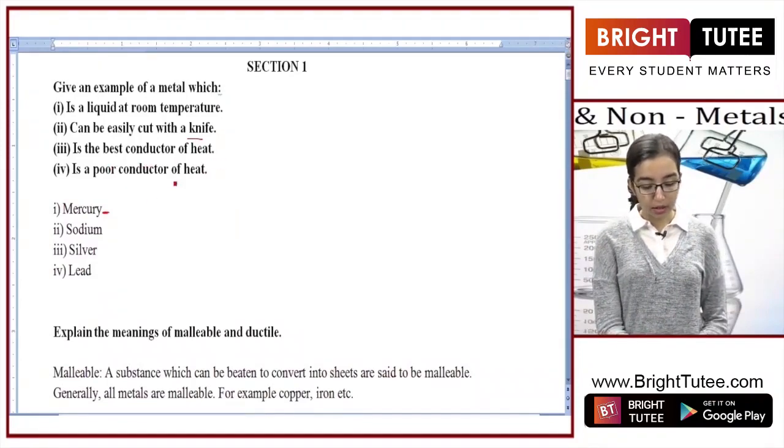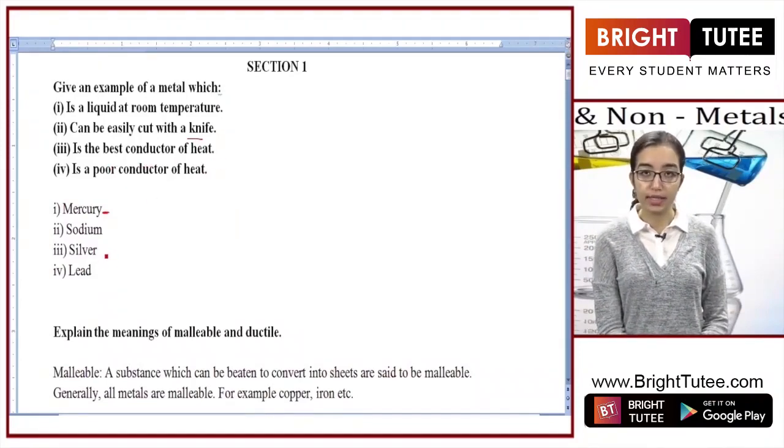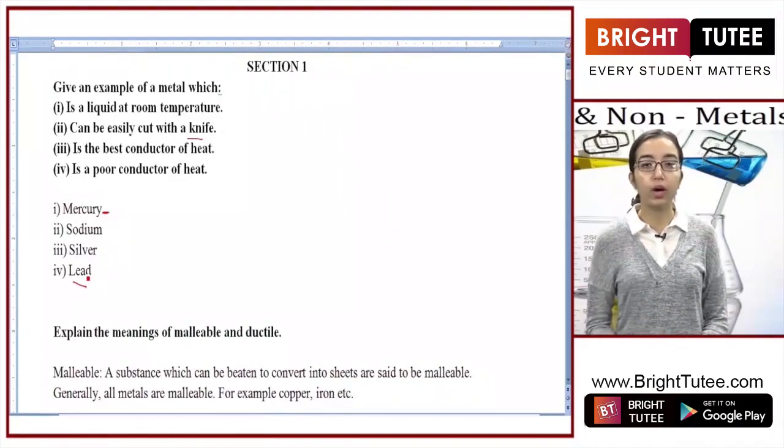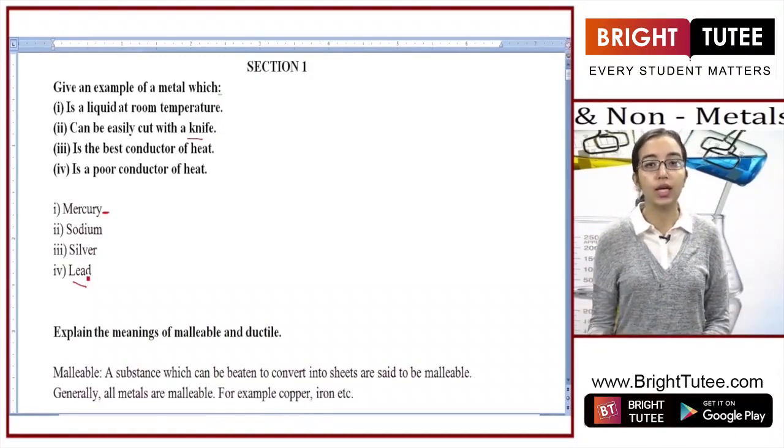What is the best conductor of heat? Now we've already discussed this, that silver is the best conductor of heat. Although we don't use it to make wires very often because it's really costly, silver remains by far the best conductor of heat in all the metals known. The next is a poor conductor of heat. Now the poorest conductor of heat is lead. We're not talking about elements here which do not conduct, we're talking only about which conduct poorly. So the answer is lead.